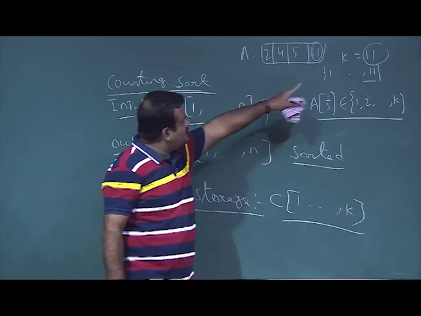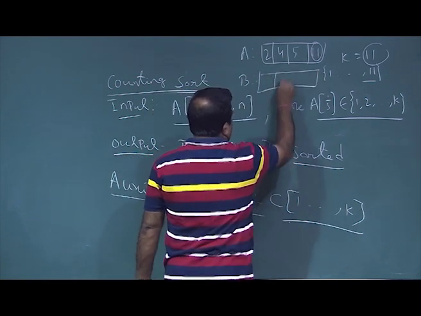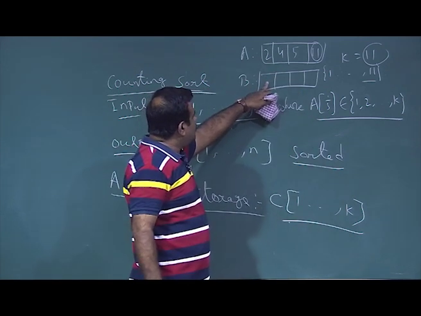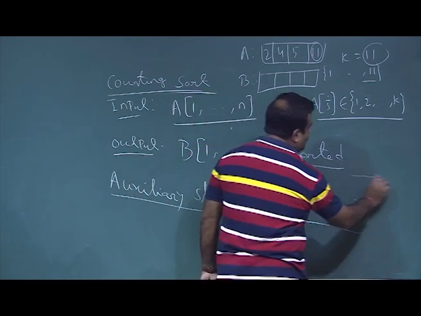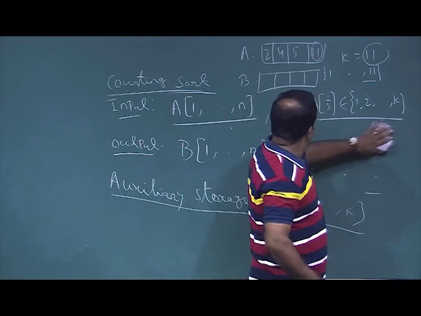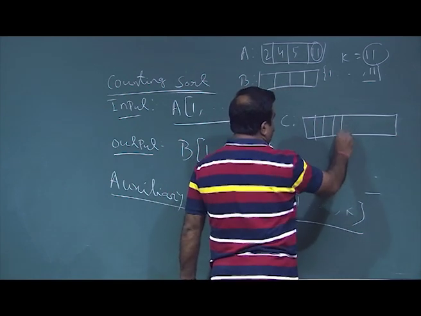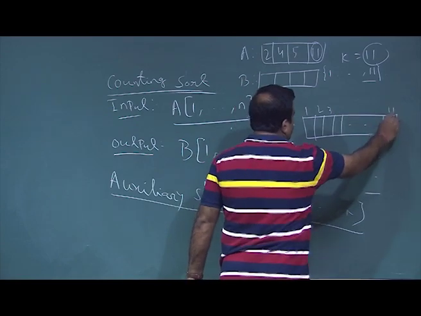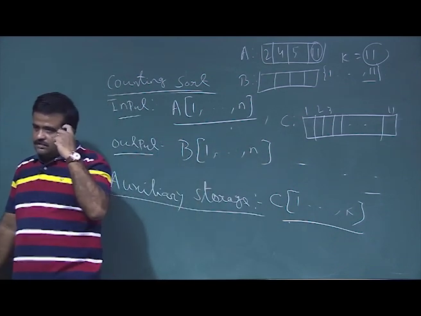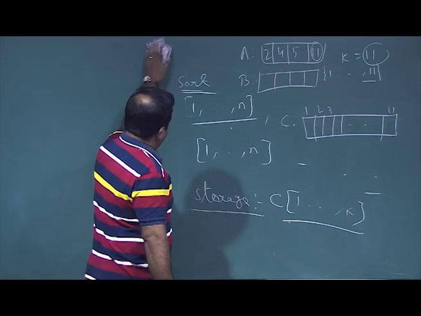That means if k is 11, then we are going to sort this in the B array. Okay, B is also of size 4, but we need to take a C array of size 11. So, the C array will be 1, 2, 3, 4 up to 11. This is the auxiliary array we need to take for this algorithm. Okay. So, now let us write the pseudocode for this counting sort.